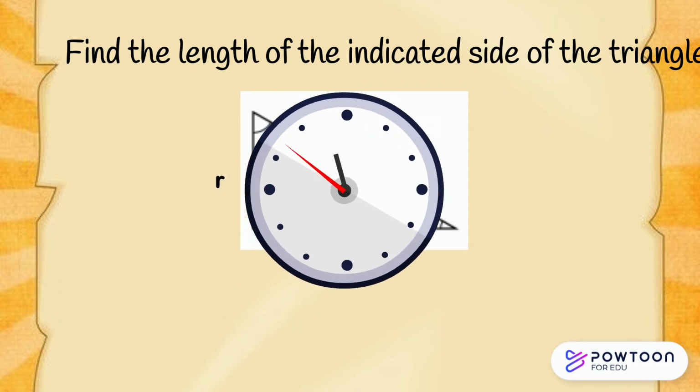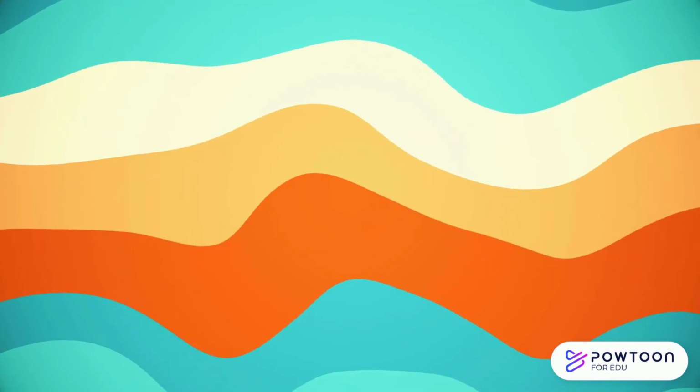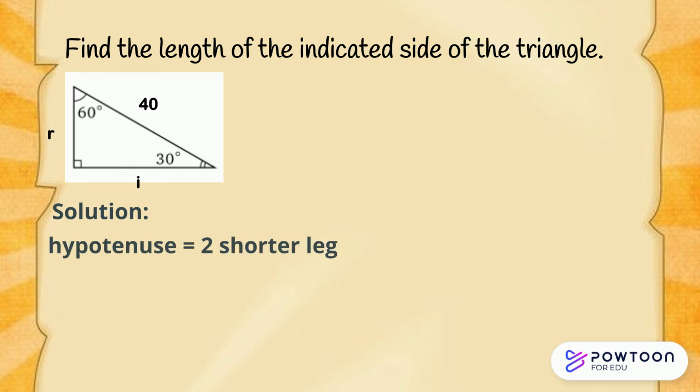Time is up. Let us now check and discuss your answers. Since the given side is the hypotenuse, we will use the formula hypotenuse is equal to 2 times the shorter leg. The measure of the hypotenuse is 40 equals 2 times r, or the shorter leg.